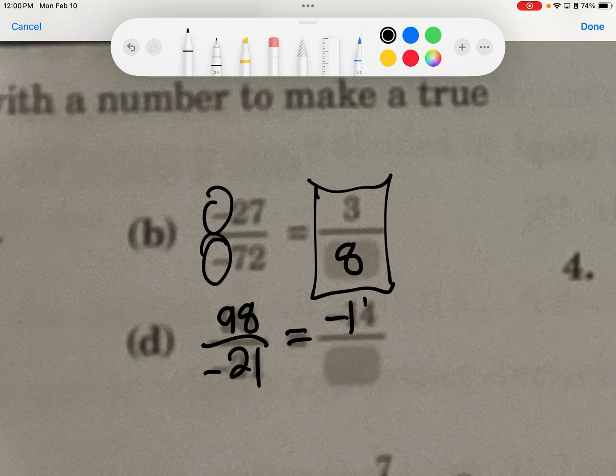Walk me through your thinking on this one, because this is just a little tricky. You have to keep track of what you're doing with the negatives and the positives.